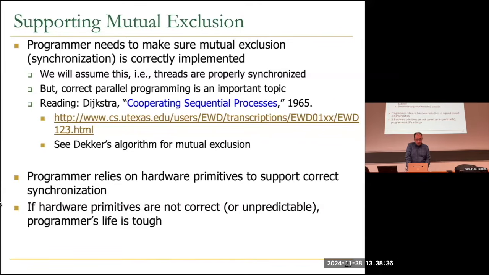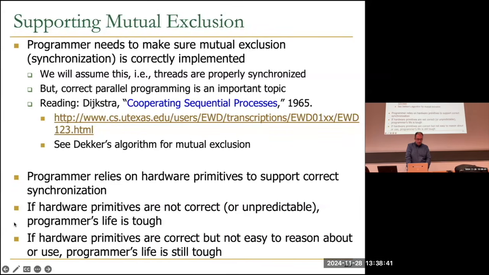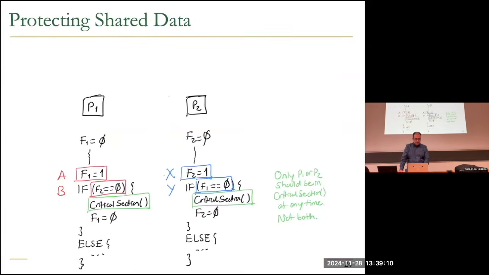If hardware primitives are not correct or are unpredictable, then the programmer's life is tough. If hardware primitives are correct, but not easy to reason about or use, then the programmer's life is still tough. So it is very important that you provide, at least, a contract from the hardware, from the ISA, to the programmer, such that the programmer knows what to expect. But it also should be easy to understand. That adds a lot of difficulty in designing such a processor.